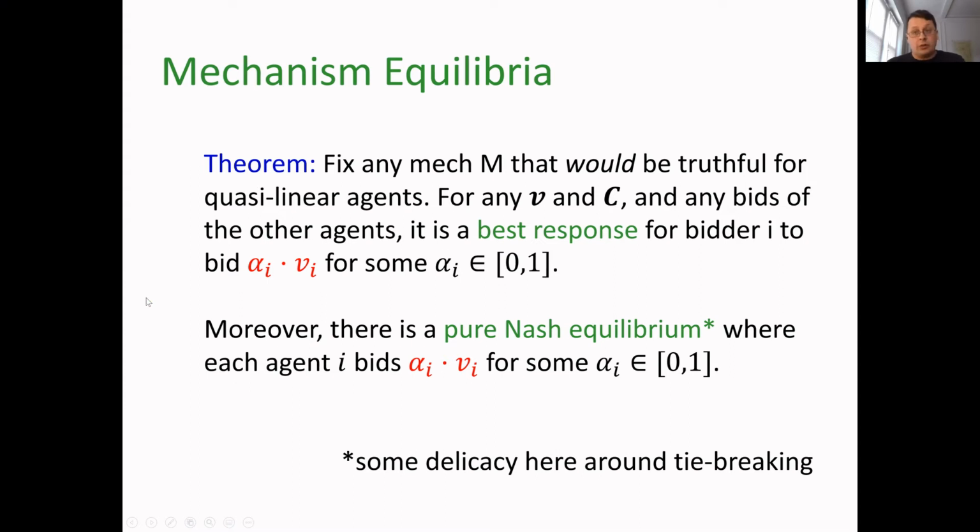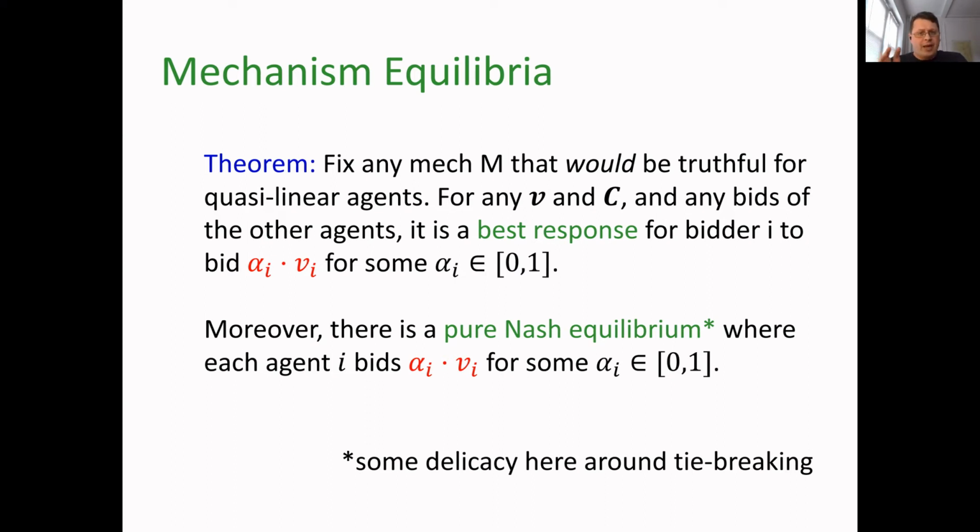In general, an agent could declare an arbitrary function to the mechanism. What this is saying is that, in fact, to get a best response, you don't need the power to report arbitrary functions. There's always a best response that just takes your original function and scales it by a uniform scaling factor. Moreover, there's a pure Nash equilibrium where each agent bids in this way. So not only are there best responses, there actually is an equilibrium where everyone bids this way.